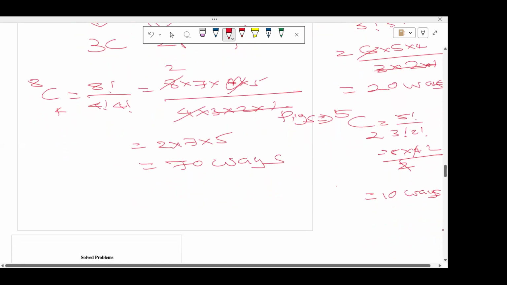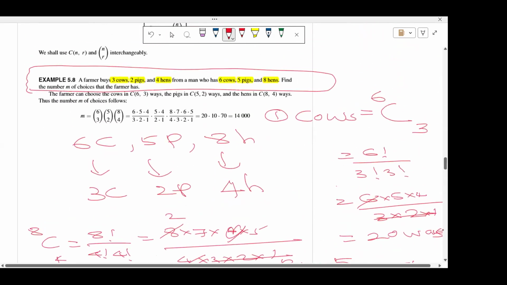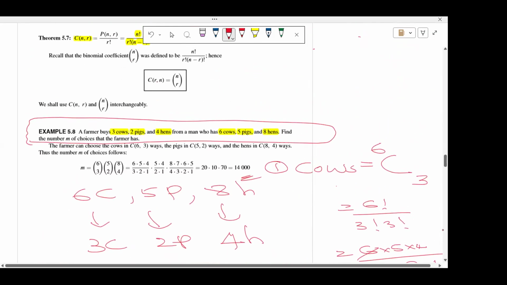Now the question is how many total ways there are of selecting all the animals. To get the total ways, we need to take the multiplication of 20 into 10 into 70. So it is equal to 20 into 700, which is equal to 14,000 ways of selecting these animals, right? So this is the answer to this question, right? Maybe you can directly write the answer in one line.